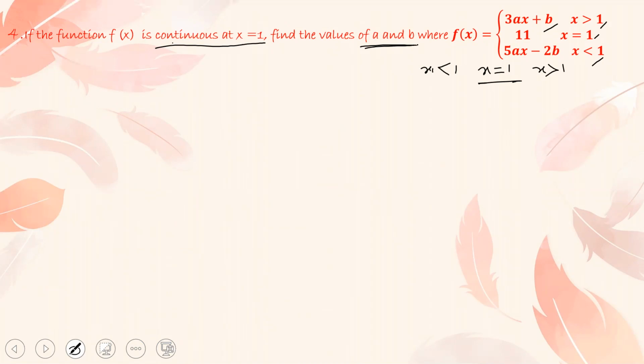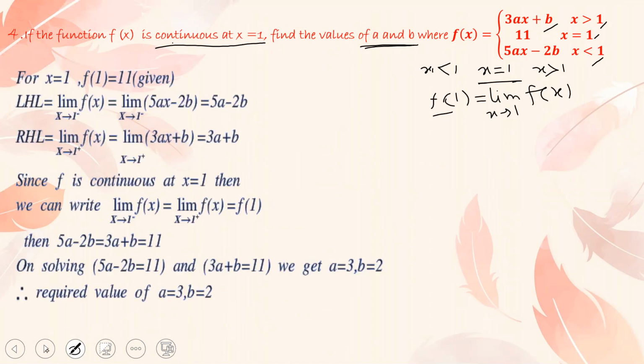If the function is continuous at x equals 1, that means f of 1 is equal to the limit of f of x as x tends to 1. That is, the limiting value of the function and f of 1, these two values will be equal. Now what is f of 1? f of 1 is 11. Since after and before 1 the definition of the function is different, we need to check the left hand limit and the right hand limit.